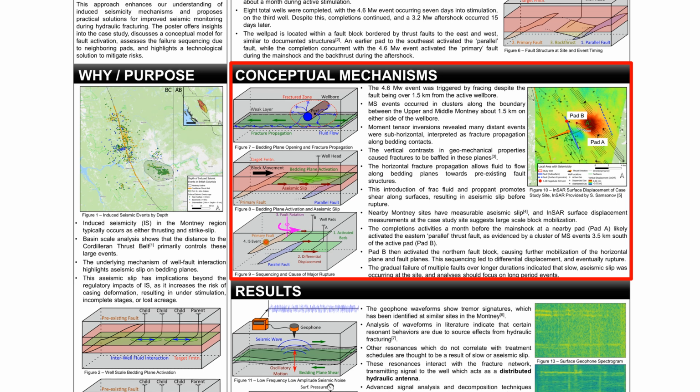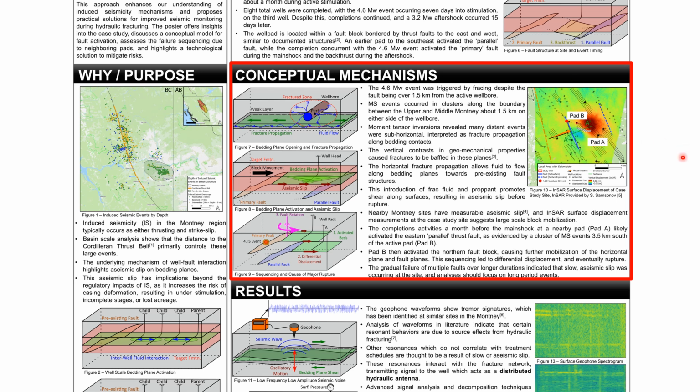This is corroborated by nearby sites having measurable aseismic slip revealed through InSAR surface displacement measurements, which are also present at the case study site and suggest large-scale block mobilization. The completions activities up to a month before the main shock at a nearby pad A also likely activated the eastern parallel thrust fault, as evidenced by a cluster of events 3.5 kilometers south from the active pad, or pad B, shown on the map.